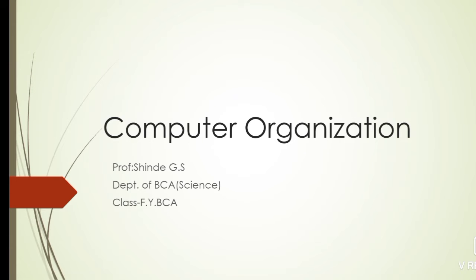Hello student, in this last lecture we will see the logic gates. What is a logic gate? They are divided into two parts. The first one is a basic gate and the second one is a derived gate. Basic gates have three types: NOT gate, AND gate, and OR gate. In this lecture we will see what is an AND gate, what is an OR gate, and what is a NOT gate.